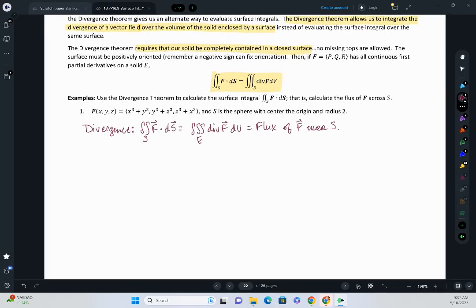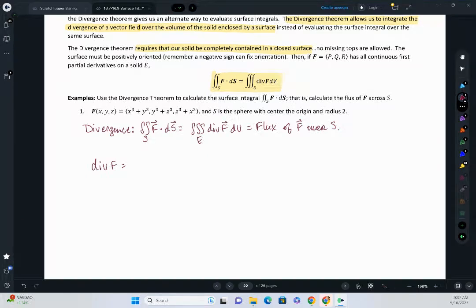We have our vector field F of x, y, z, which has components x cubed plus y cubed, plus z cubed, and z cubed plus x cubed. And then S is a sphere with a center of the origin and a radius of 2. All right, let's work with our vector field first. So we have F. Let's get the divergence of F.